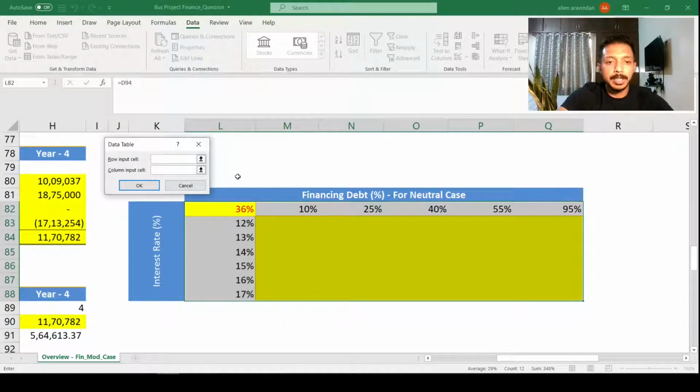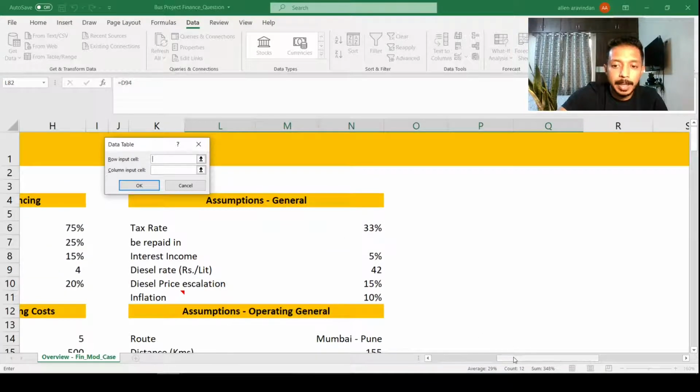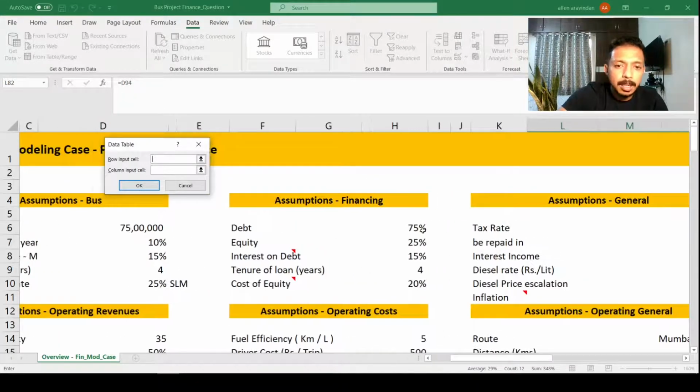Now what the data table function is asking us is what exactly is in the row of your table and what is in the column of your table, right? Because remember, what Excel is trying to do is it's going to go into the calculation again, and it's going to change these assumptions and do the recalculation out here in the matrix, right? So in your row input is the debt percentage. So you can go to the assumption section of the model and just select the debt percentage, right?